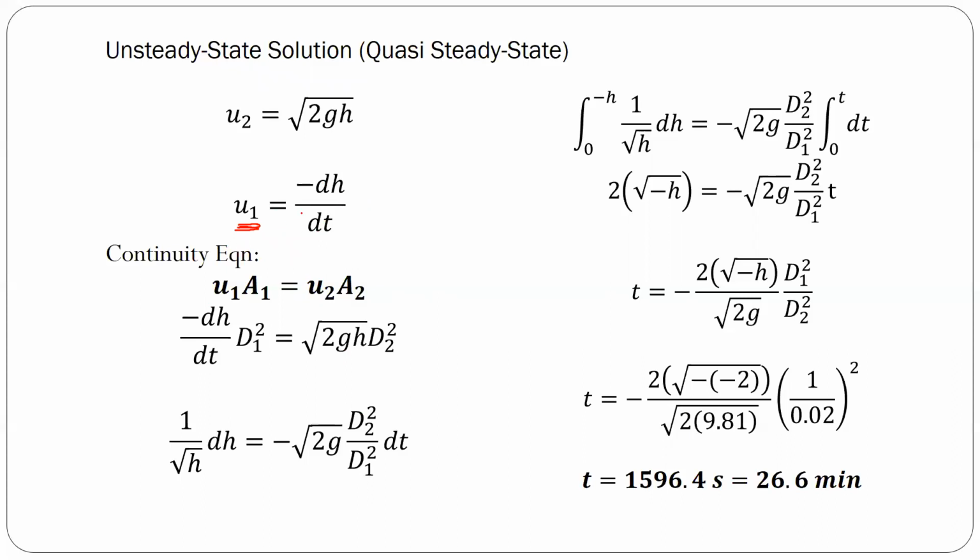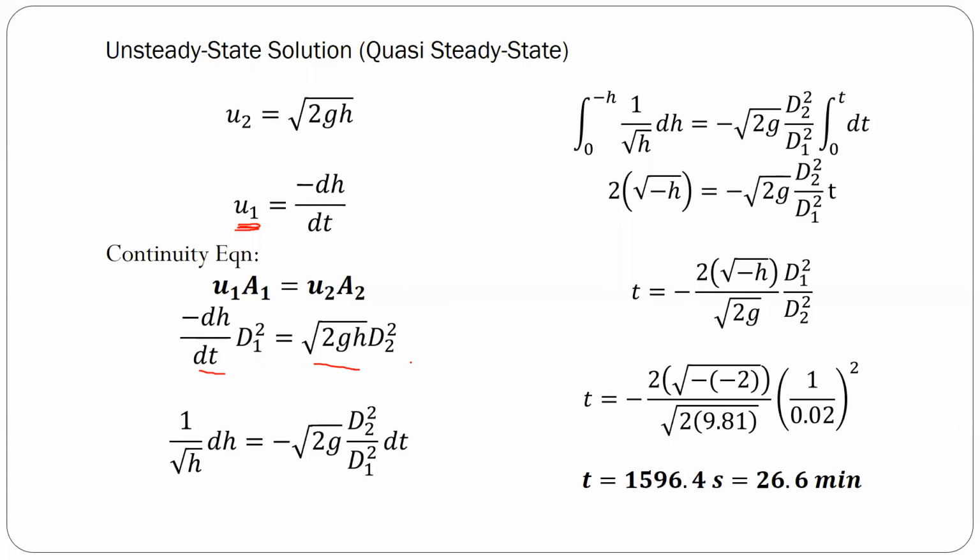We will know that U1 is actually related to the change in height per time, the derivative of h per t, negative, no? So from here, we can plug in these two expressions into the continuity equation. So U1 is again the negative dh dt, and U2 is square root of 2gh. We have A1 and A2 here in the continuity equation. Just plug in that, canceling pi over 4. So we ended with D1 squared and D2 squared.